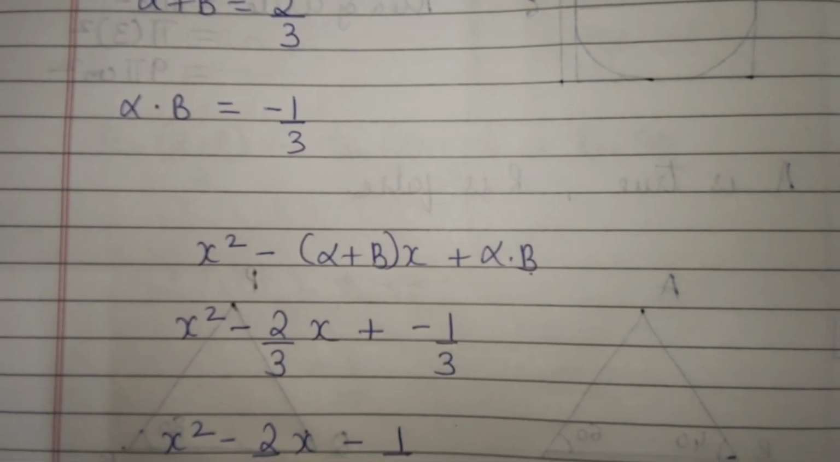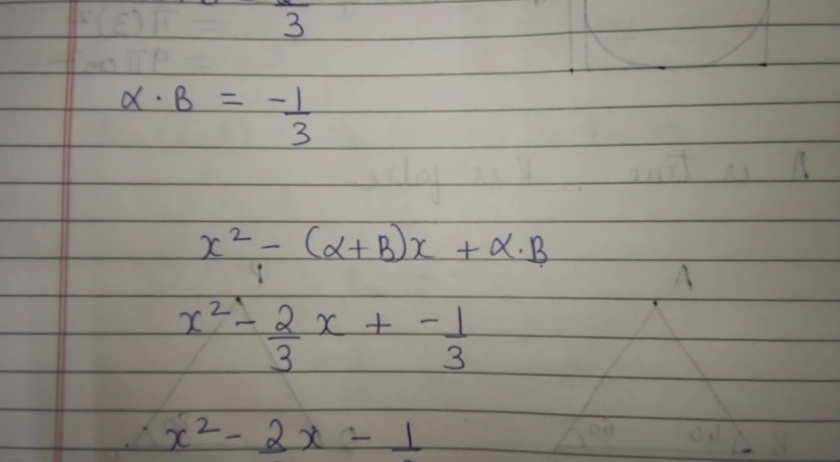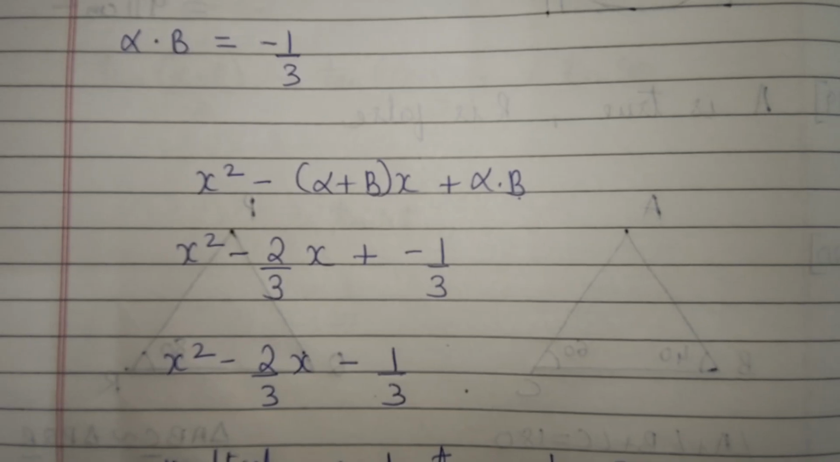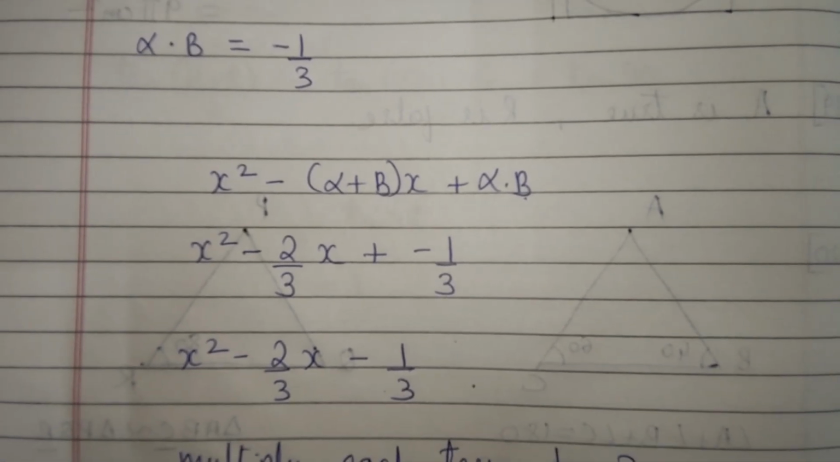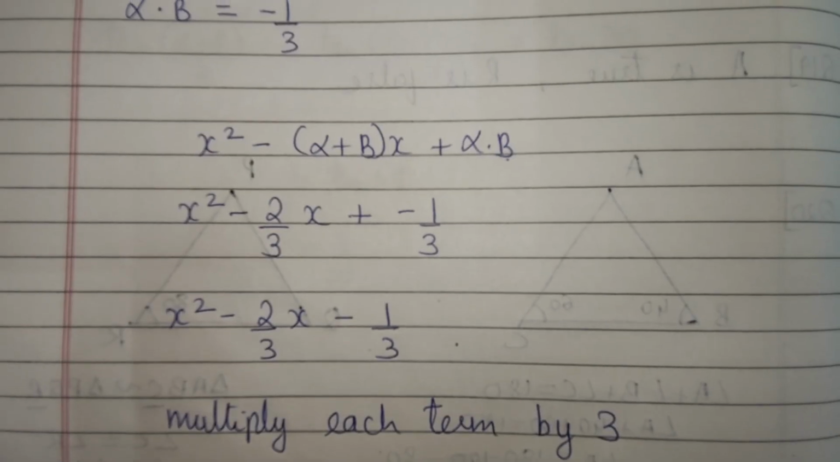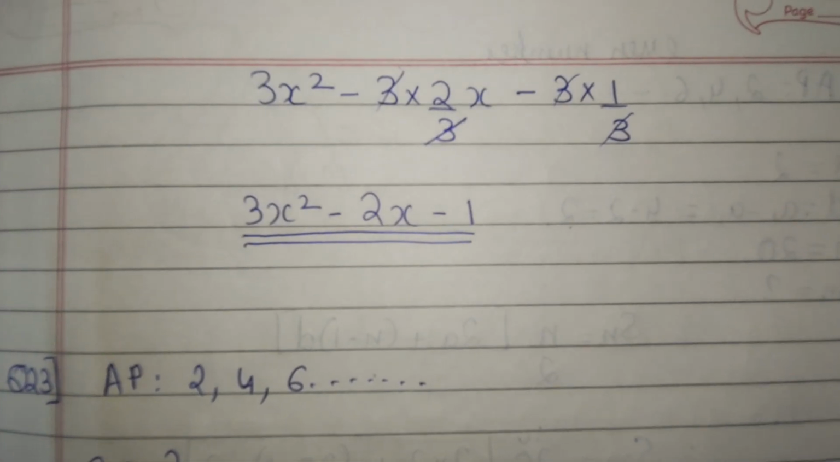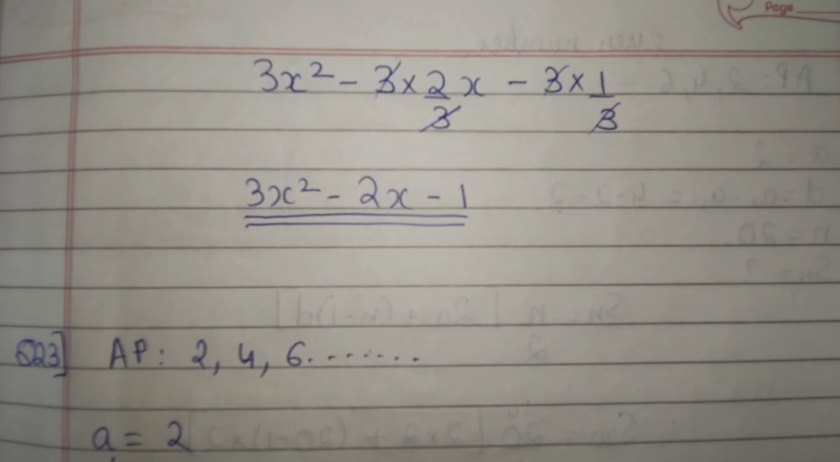So we have the formula x square minus (alpha plus beta) x plus alpha dot beta. After substituting, x square minus 2x upon 3 plus minus 1 upon 3. Now we have a 3 in the denominator, so I will multiply each term by 3. After multiplying by 3, my answer will be 3x square minus 2x minus 1.